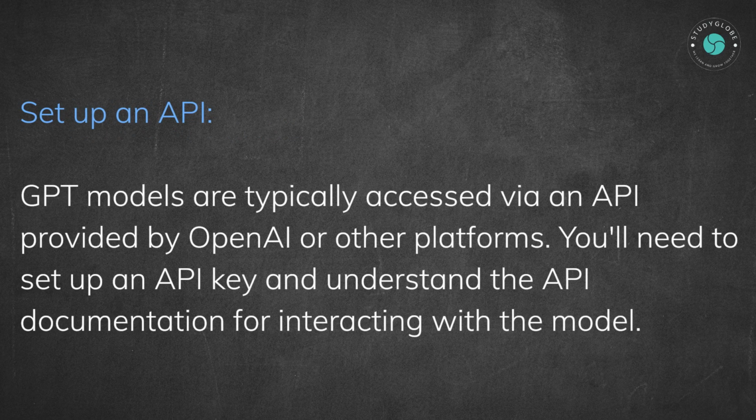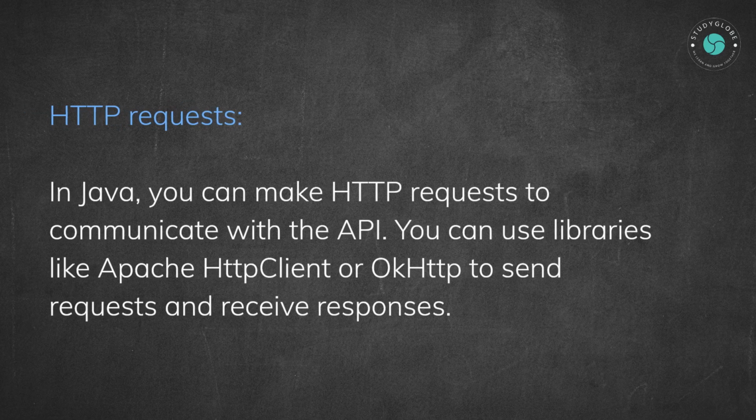Set up an API. GPT models are typically accessed via an API provided by OpenAI or other platforms. You'll need to set up an API key and understand the API documentation for interacting with the model. HTTP requests. In Java, you can make HTTP requests to communicate with the API. You can use libraries like Apache HTTP Client or OkHttp to send requests and receive responses.